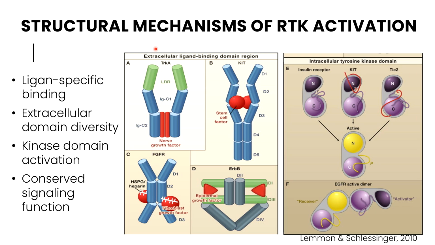Now, this is a lot. So the most important takeaway from this figure is that RTKs exhibit considerable structural diversity in how they recognize ligands and become activated. However, despite these differences, they all share the common goal of activating an intracellular tyrosine kinase domain that initiates downstream signaling. This conserved signaling function is one reason RTKs are so effective at regulating numerous cellular processes.